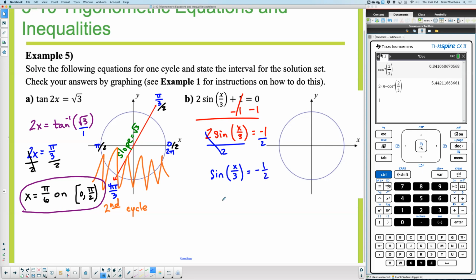Okay, I'm going to pause there. Sine on a unit circle, what variable is sine? The y. So we need a y value at -1/2. -1/2 on the y is about right there. So this will find the 2 solutions, and sine is going to need both of them. Sine's different than tangent. Sine's period is 2 pi. We need both of those solutions.